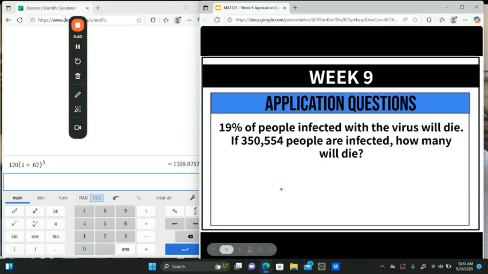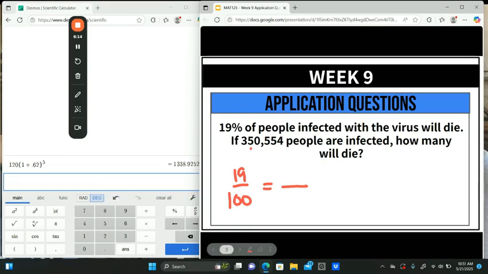Okay, this is a proportion problem. We have three numbers that we know, and we need to find the fourth. So let's set up two equivalent fractions. So 19%, when I see that percent, I know that this number is going to automatically go over 100. Why? Well, because that's what a percent is. It's a part out of the whole, which is always 100.